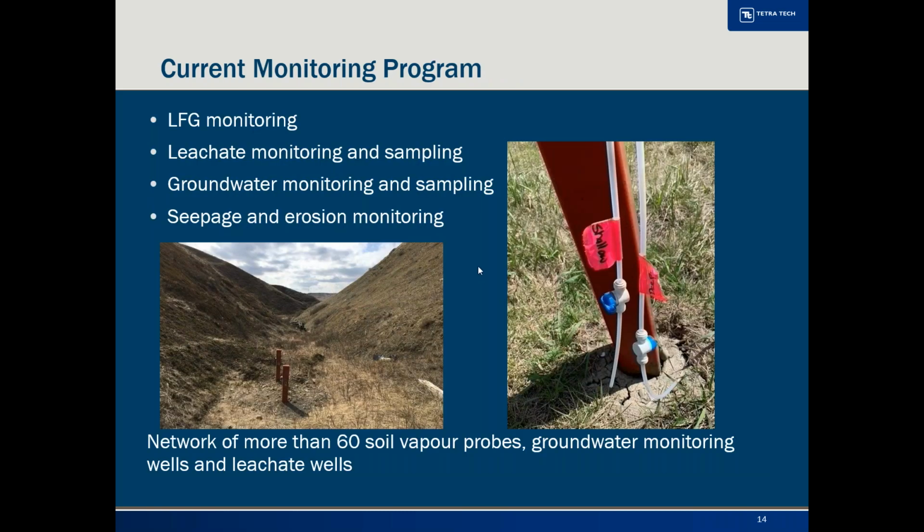The monitoring program consists of landfill gas monitoring using soil vapor probes, which basically are usually nested with a shallow and a deep screen in which we can measure the pressure and the gas composition. We do the leachate monitoring and sampling. We do groundwater monitoring and sampling. And while we do this, we typically look for seepage at the base of the landfill and erosion of the cap and whatnot. In total, there is about 60 soil vapor probes, water monitoring wells, and leachate wells.